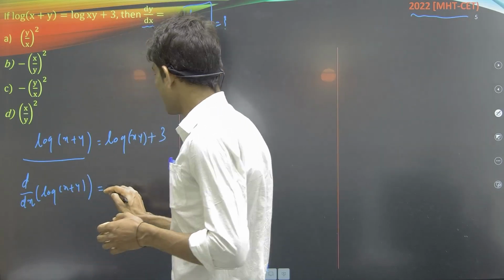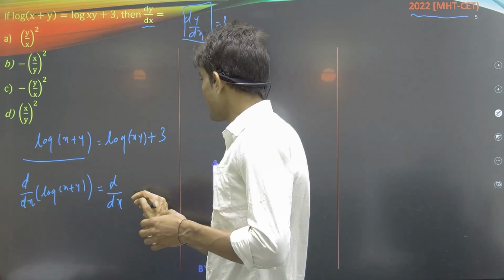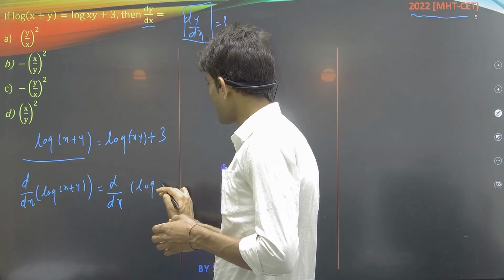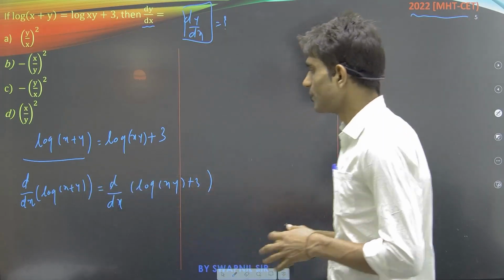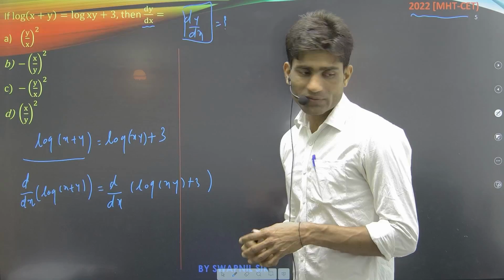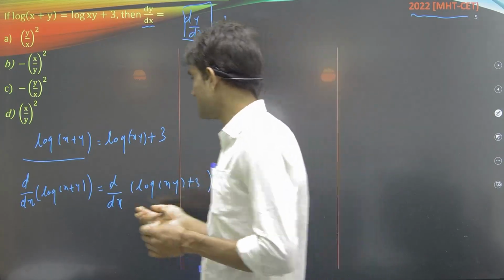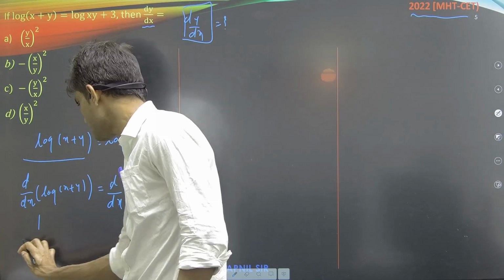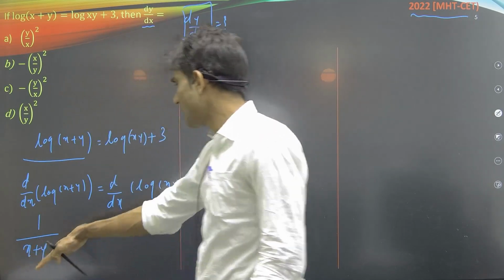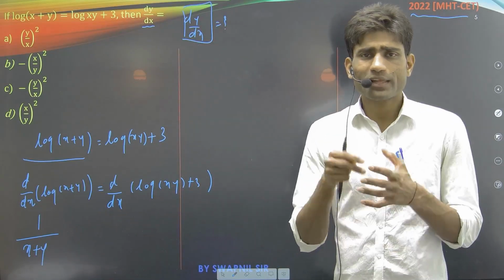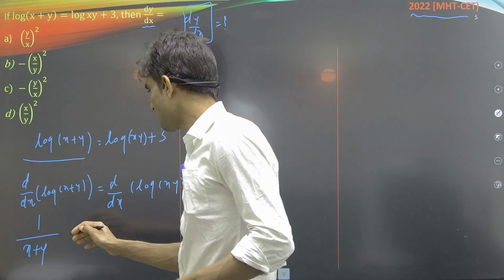equal to d by dx of log of xy plus 3. What I have done here is taken differentiation on both sides. So d by dx of log of x plus y, and d by dx of log of xy plus 3. Log of x has differentiation 1 upon x, so 1 upon x plus y, but x plus y is a combination of two different functions. That means we want the value of dy by dx, so differentiate that denominator as a part of the next differentiation.